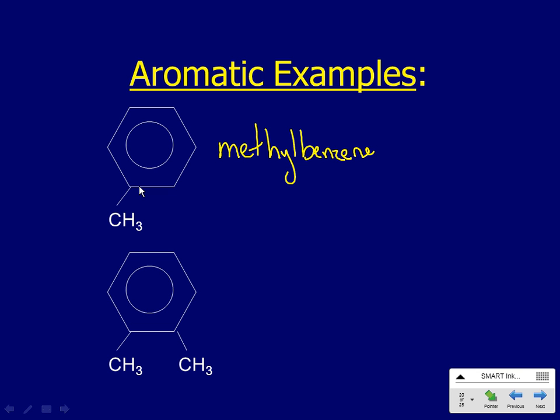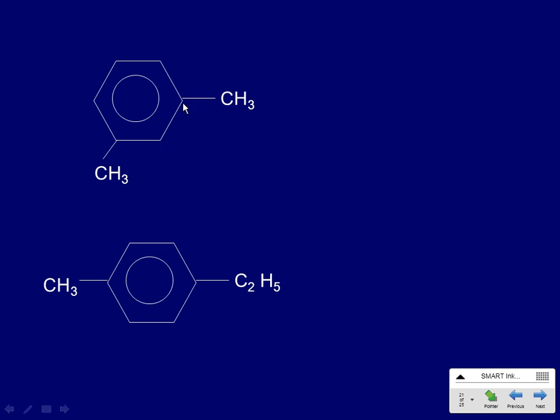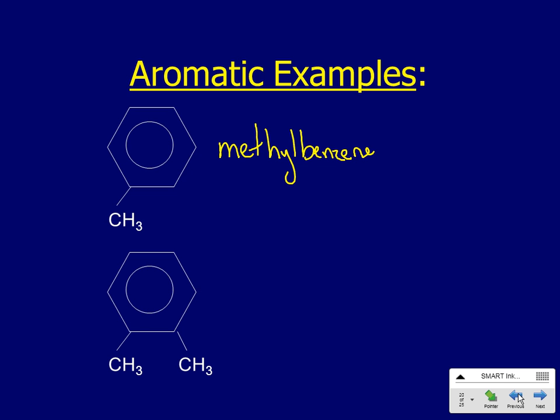Now for the second one, we've got two methyls that are right beside each other. Now let me just explain to you the concept I'm going to teach you at this point. If I have two branches, they can either be beside each other or they can be separated by one space, or they can be on opposite sides of each other. Those are the only three options if you have two branches.